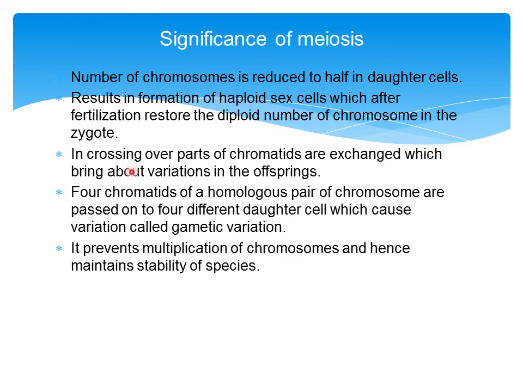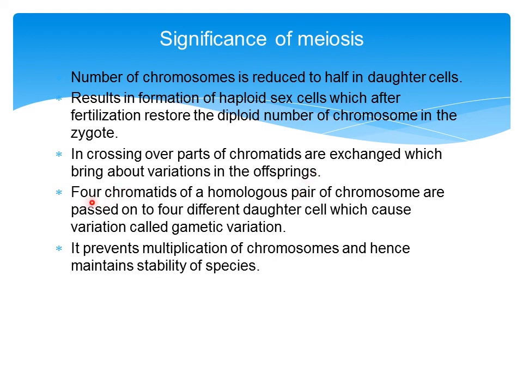Next, what happens during crossing over, which occurs generally in meiosis? The parts of the chromatids are exchanged. I have shown you in the previous slides with 2 different colors, one blue and one purple. Parts of the chromatids are exchanged, which brings about variations in the offspring. So if there are 4 siblings, they will have variations.